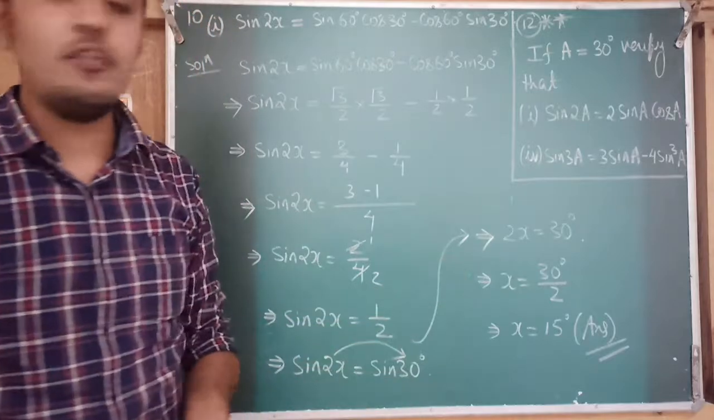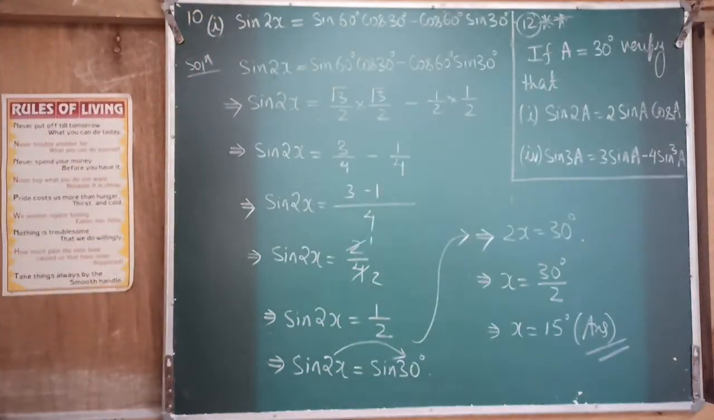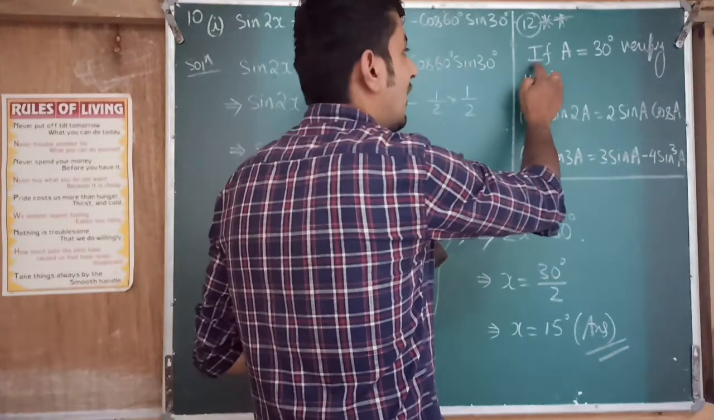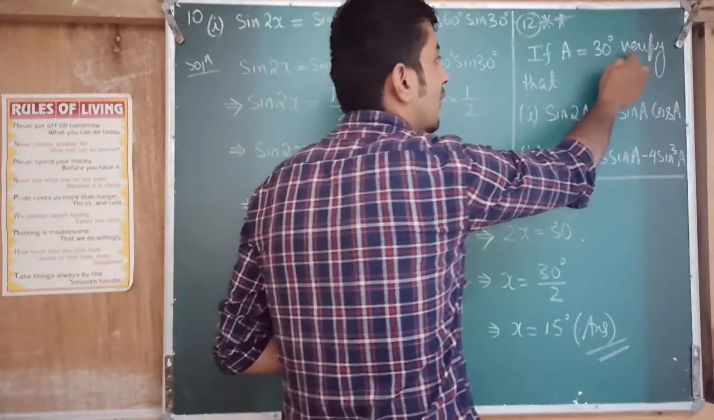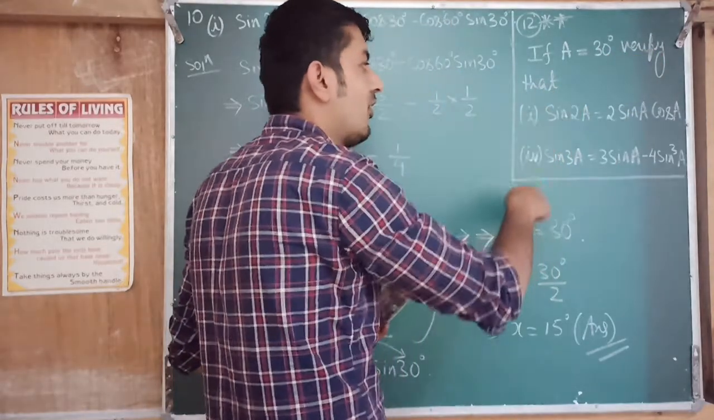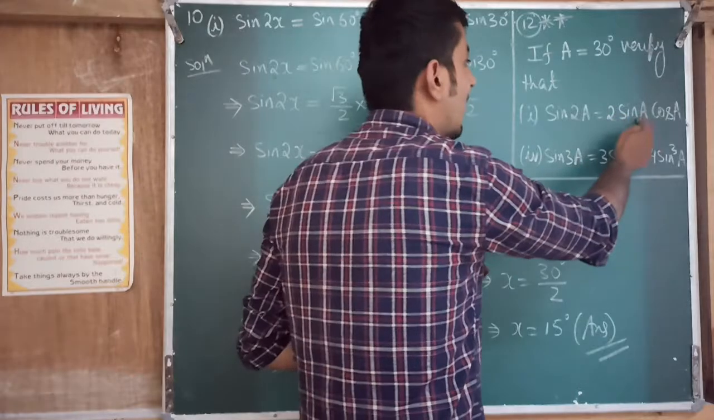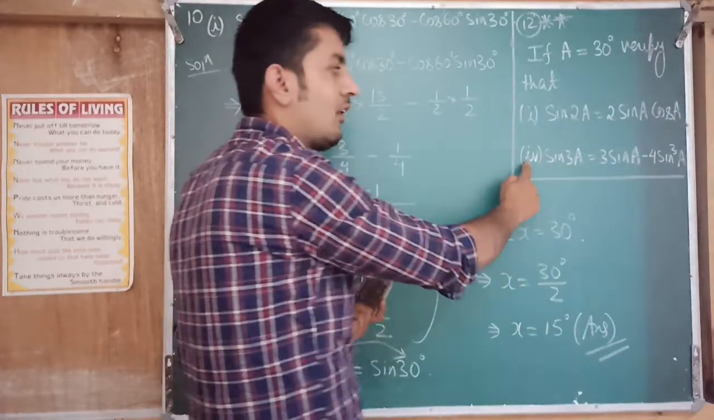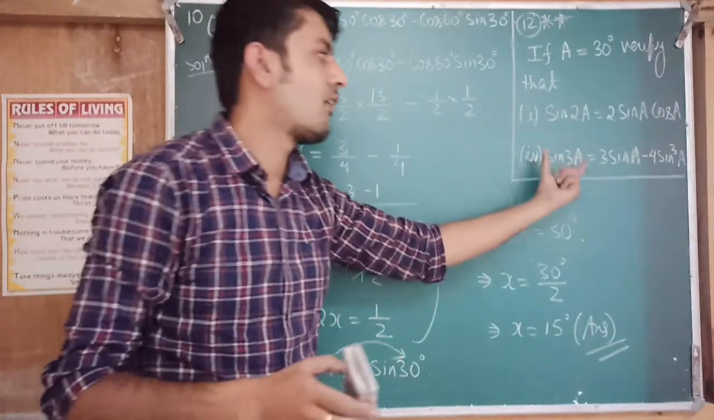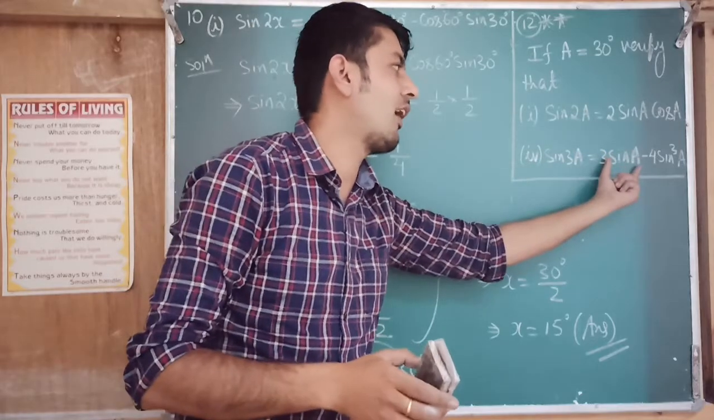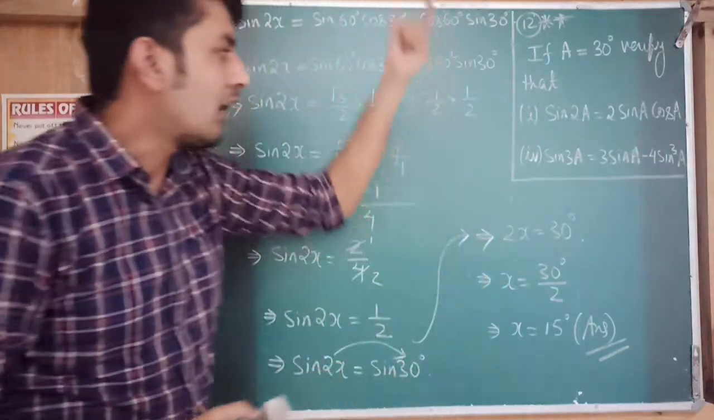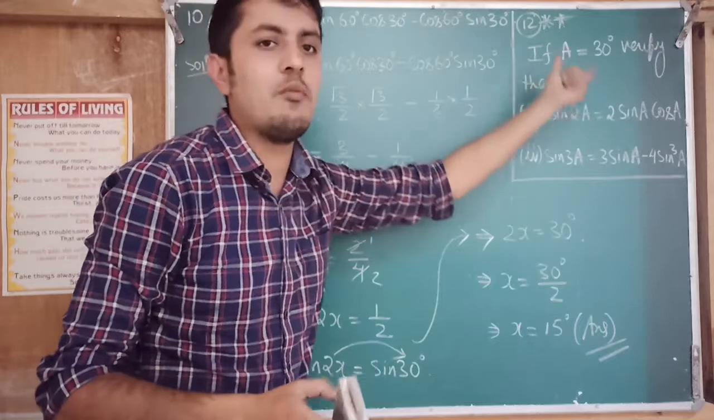Question number 12, if you can just see what is given. It's given that if A is equal to 30 degree, verify that, I have taken two numbers, sine 2A is equal to 2 sine A cos A. And the second thing you have to verify is sine of 3A is equal to 3 sine A minus 4 sine cube A. Let me teach you how to solve this type of problem.